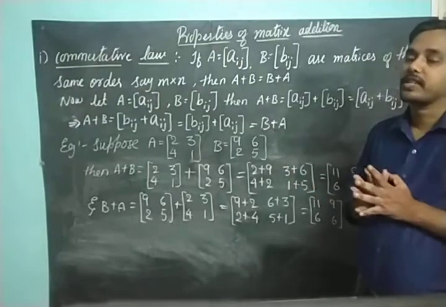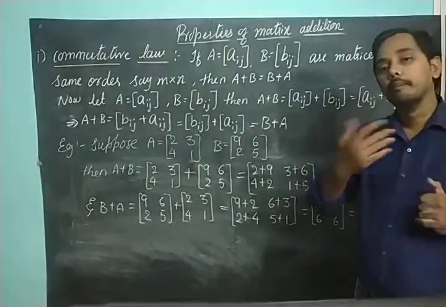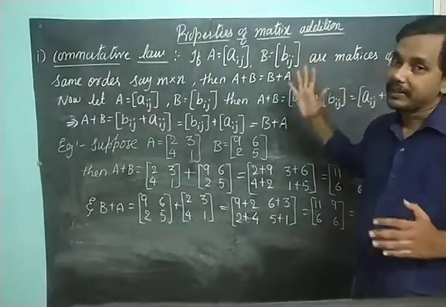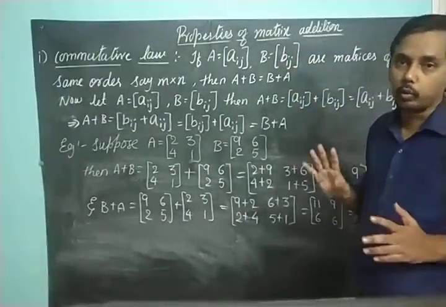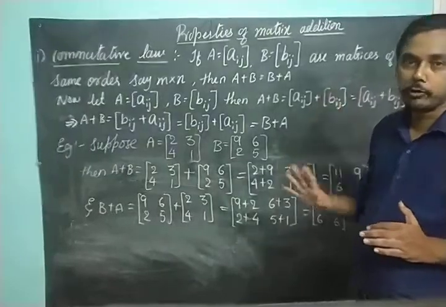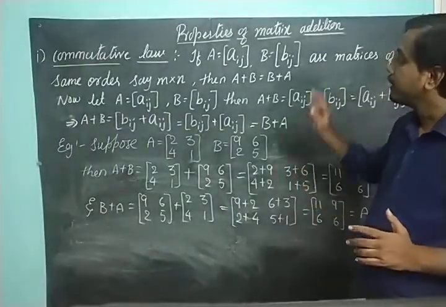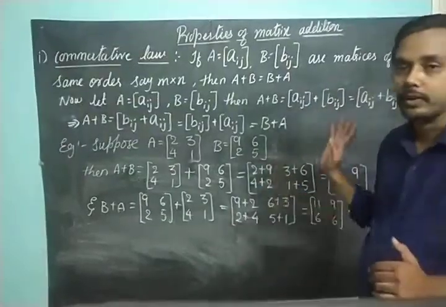What does the commutative law say? A plus B will be equal to B plus A. This is the commutative law for matrix addition. Commutative means the reverse is also true. The reverse process is also the same. Right? So pause this video and take down this law.